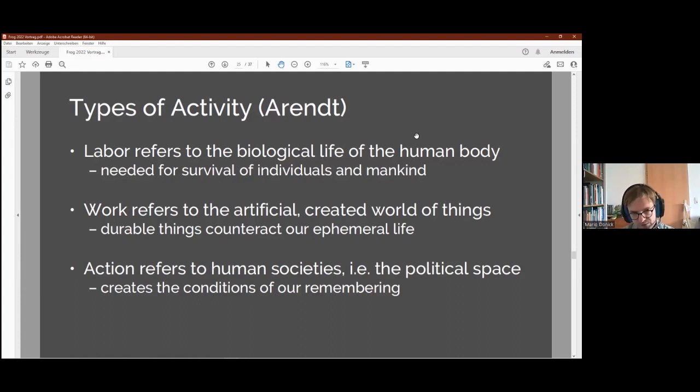Arendt connects this human condition with the fact that we as a species are earthbound. When she wrote her book, the Soviet Sputnik satellite had just been sent into space, an event which Arendt considered as meaningful as no other before in mankind's history. The first time we were able to overcome the borders of our planet.